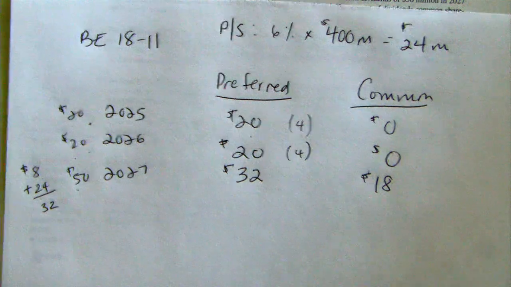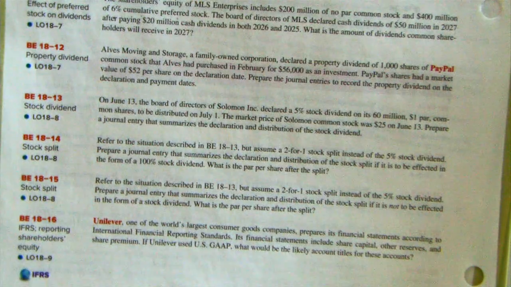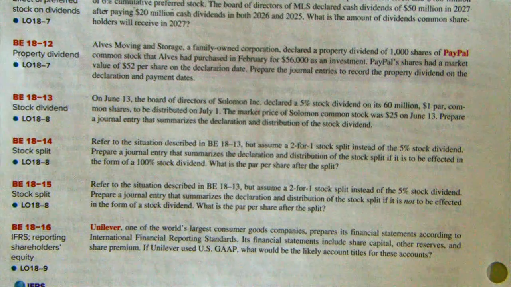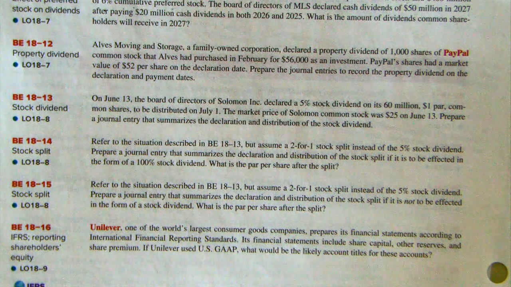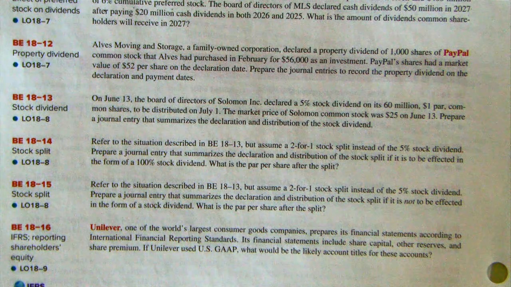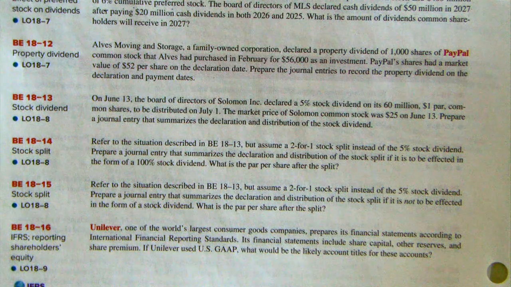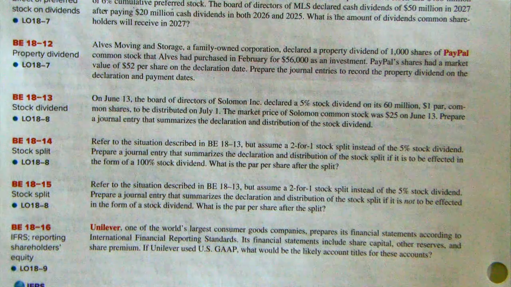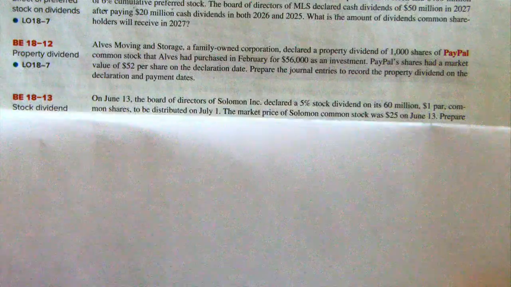Okay, let's see here. We'll do one more. We'll do exercise 18-12, that property dividend. Alves Moving and Storage, a family-owned corporation, declared a property dividend of 1,000 shares of PayPal common stock that Alves had purchased in February for $56,000 as an investment. PayPal shares had a market value of $52 per share on the declaration date. Prepare the journal entries to record the property dividend on the declaration and payment dates.